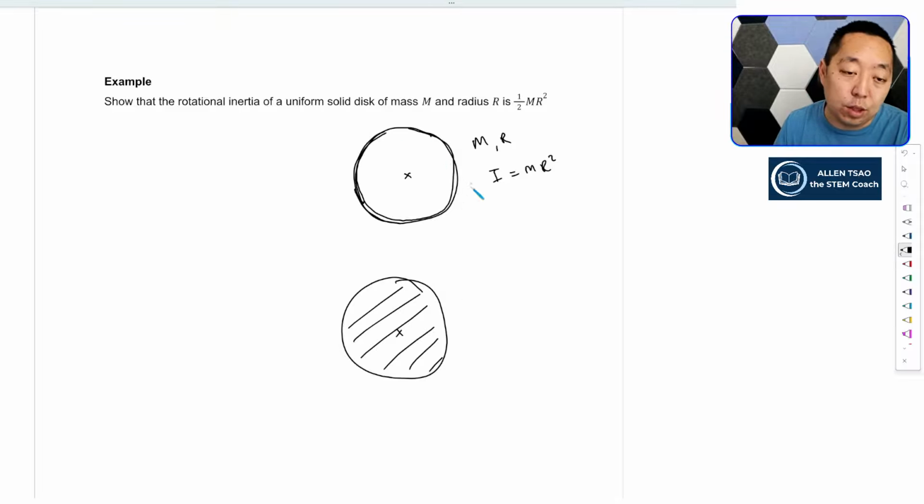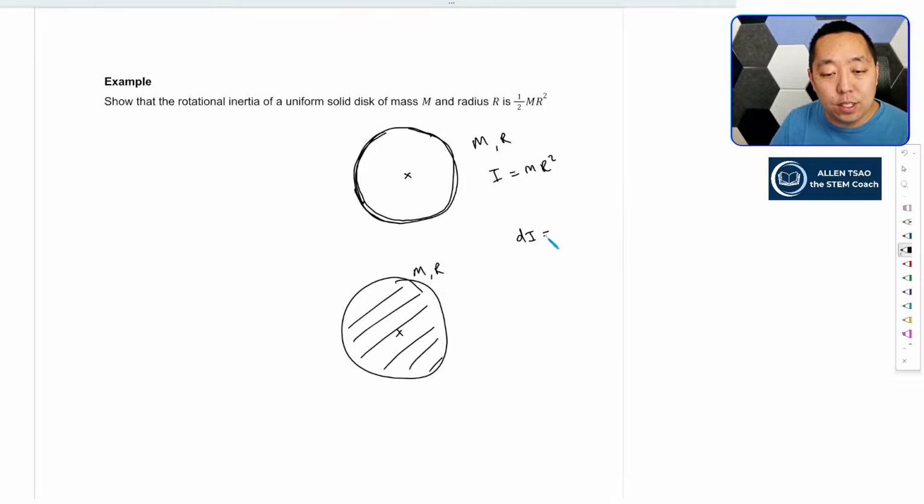Okay, so the thing about a ring is that all the mass is distributed at the end, so it's just MR squared. With a solid disk, it's still the same total mass, but some of the mass is closer and some is further away. Now, how do you want to slice it up?